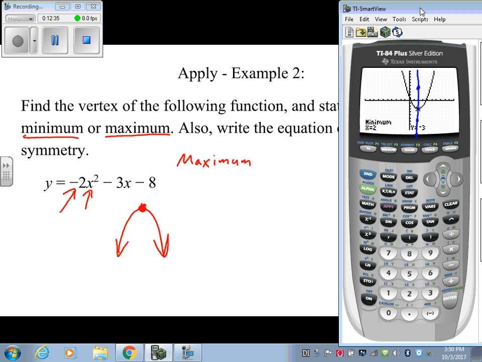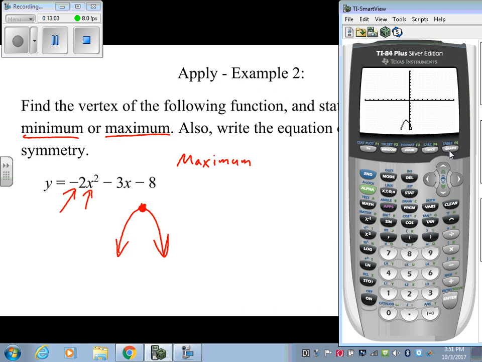Again, we'll use our calculator to help out with that. So I go to my y equals. I'm going to clear out my old function. I have -2x squared minus 3x minus 8. I'm going to graph it. And you will notice that this doesn't even cross the x-axis, so there wouldn't be any solutions to this.